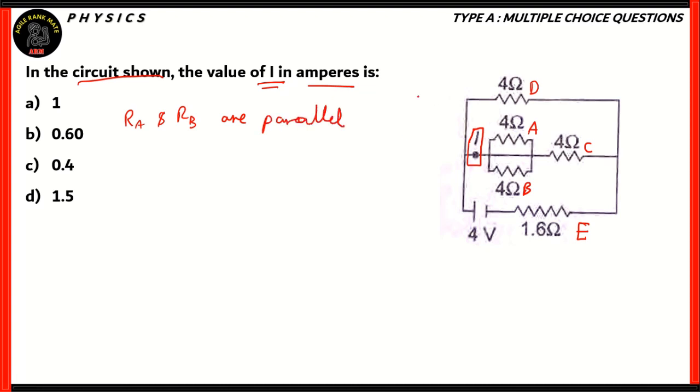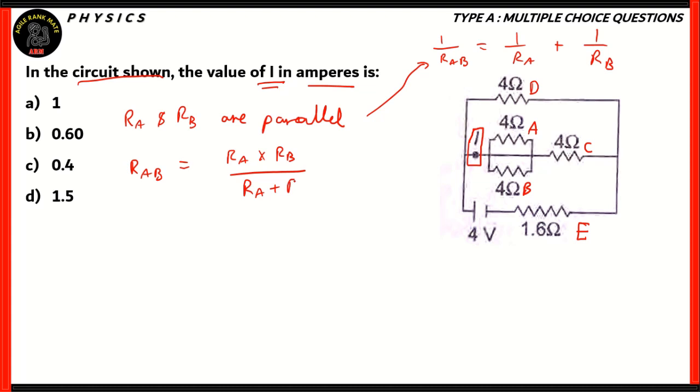Now, that means we're going to use the formula 1 over RAB is equal to 1 over RA plus 1 over RB. Basically, this means we'll have to do a whole lot of arithmetic, and the final formula that comes out of it, which is R of AB equals RA multiplied by RB divided by R of A plus R of B. We're going to use this straight away.